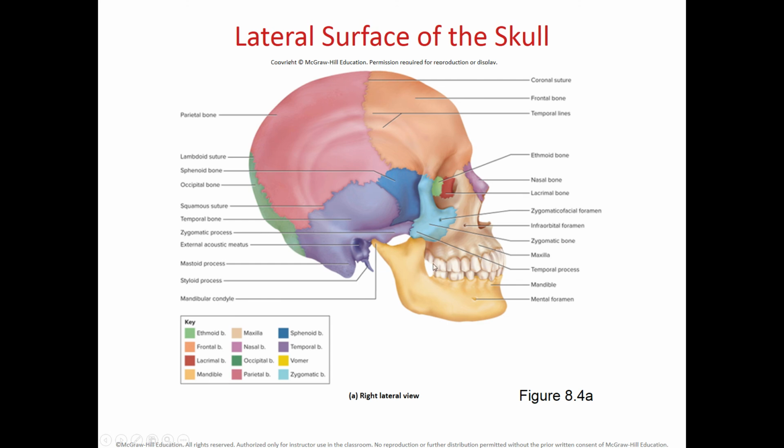Now, one bone that you can see here also on the lateral surface of the skull is the sphenoid. The sphenoid is the keystone, so every single bone in the skull connects to the sphenoid. And as well, you can see here the ethmoid bone, the other bone of the skull.